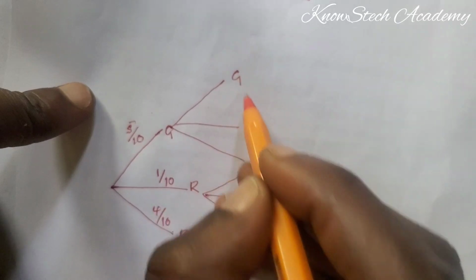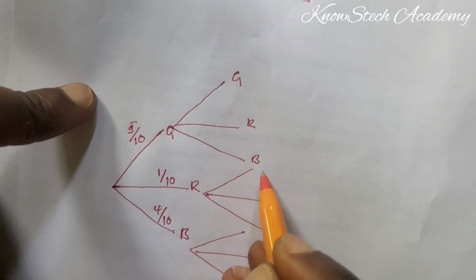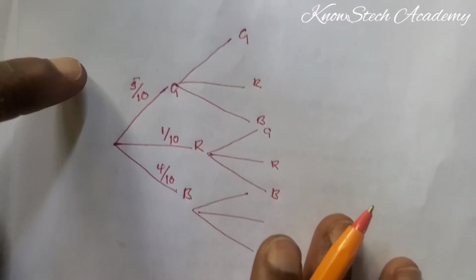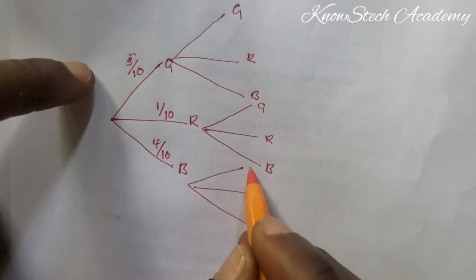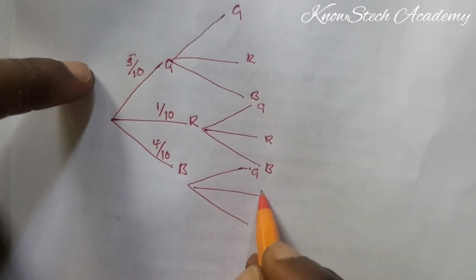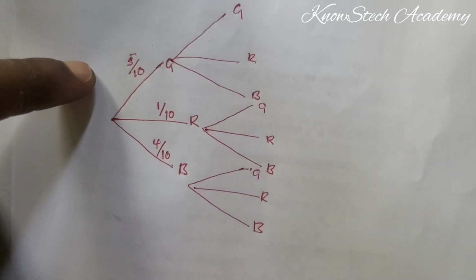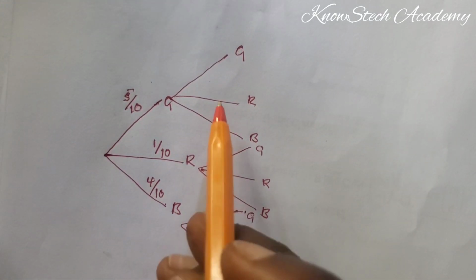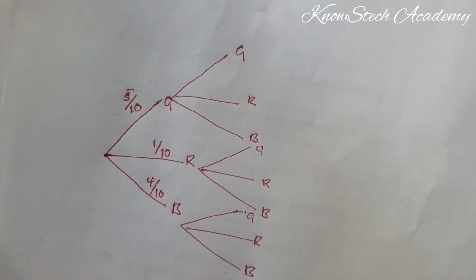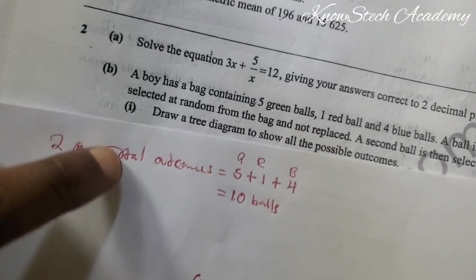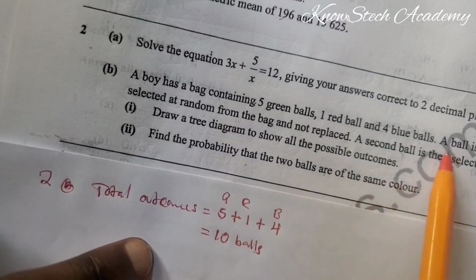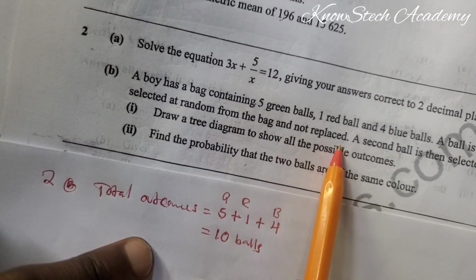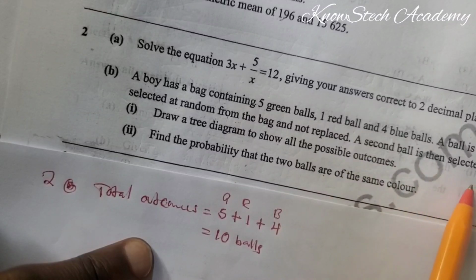Okay, so this is green, red, blue, green, red, blue. Even here we're going to have green, red, blue. Okay. Now we assume that if you continue reading here, it's saying a ball is selected at random from the bag and not replaced. A second ball is then selected.